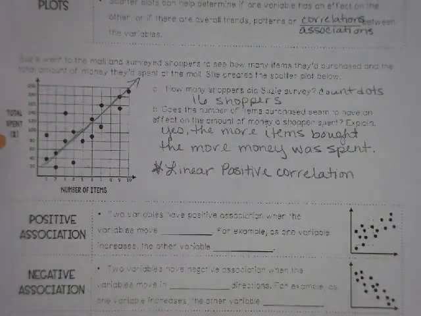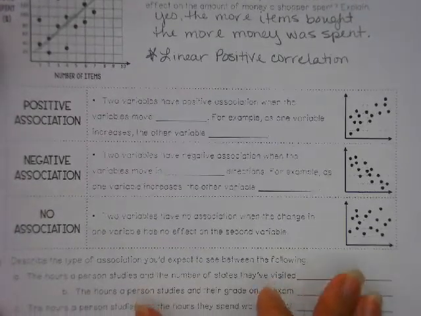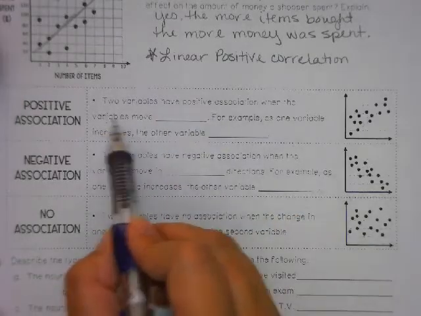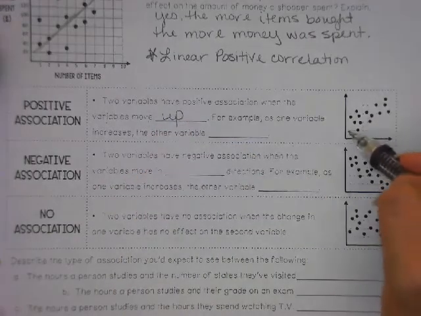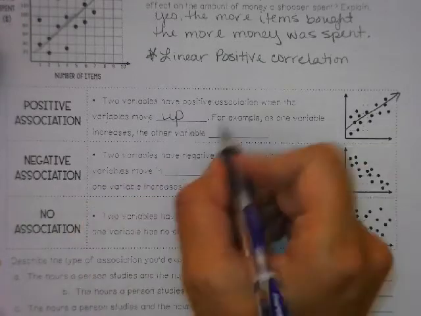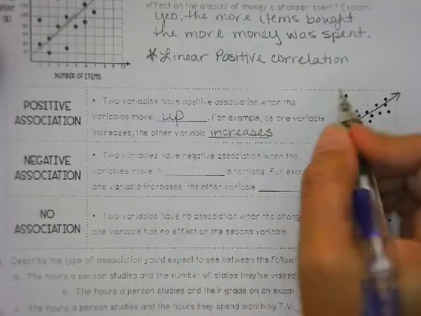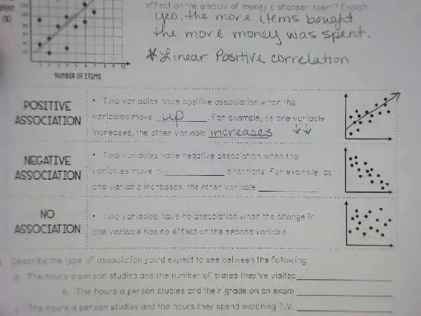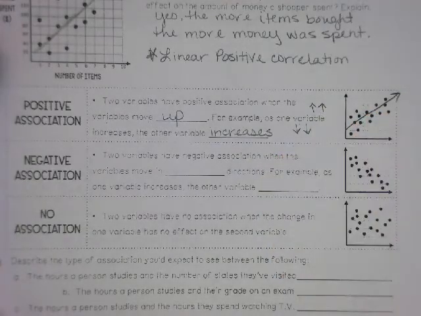So we do actually have 3 different types of association or correlation. We have positive, negative, and no association. So let's look at the differences. 2 variables have a positive association when the variables move up. So just like, think of a positive slope, right? They're increasing from left to right. For example, as one variable increases, the other increases. Now, we can also say that as one decreases, the other decreases, because a negative divided by a negative is a positive. So this is going to be up, up, or down, down, right?